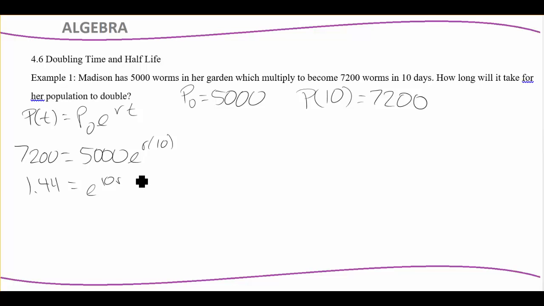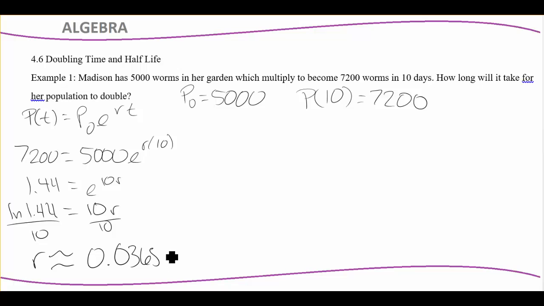And now to undo the base e, we're going to do the natural log of both sides. So we're going to get natural log of 1.44 equals 10r. And then we're going to get r by itself. So we're going to divide both sides by 10. And we're going to get r is approximately 0.0365. We're going to plug this into our equation now. So we're going to have P of t equals 5,000, our initial value, e to the 0.0365t. This is our equation we're going to be using.